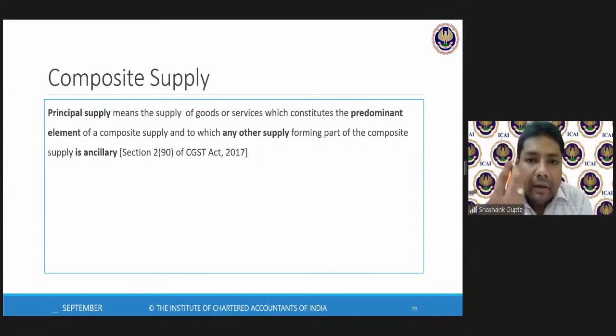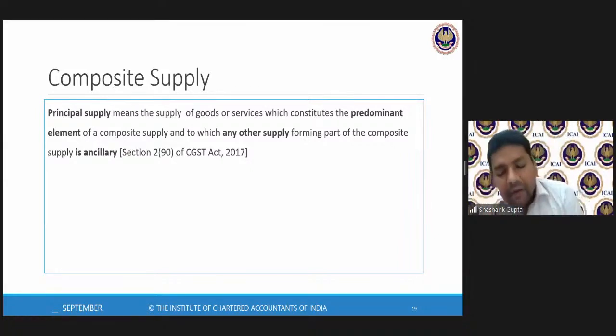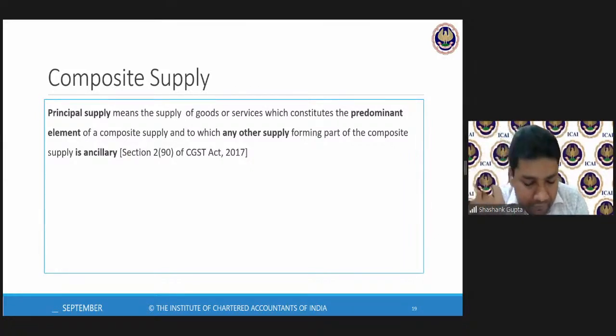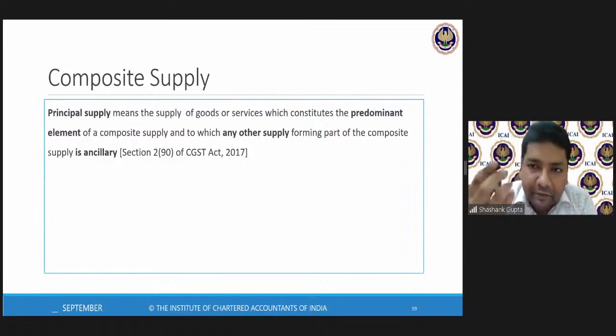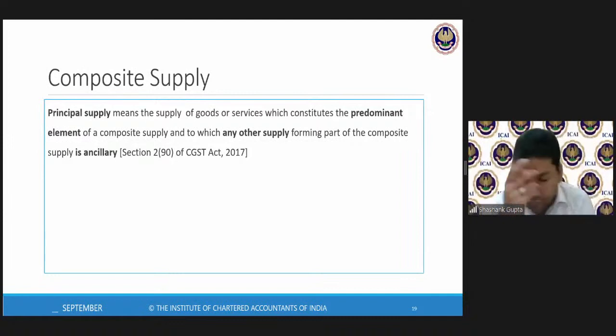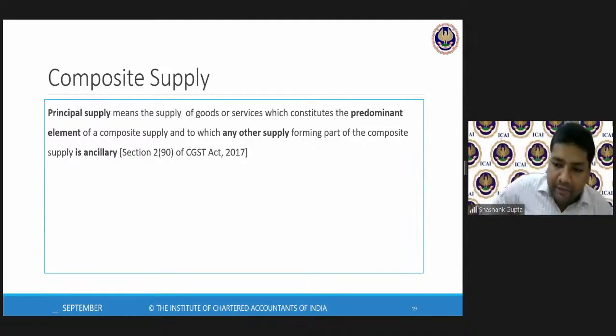Mobile, charger comes along with it. The charger is separately saleable. It's an independent entity, an independent commodity. But then we all know that mobiles come with a charger. Of course, now iPhone is an exception. But still, you can see this is not an iPhone. So generally mobile phones come with chargers, and therein the mobile phone is the principal supply.